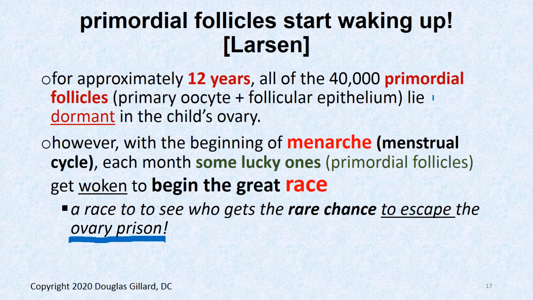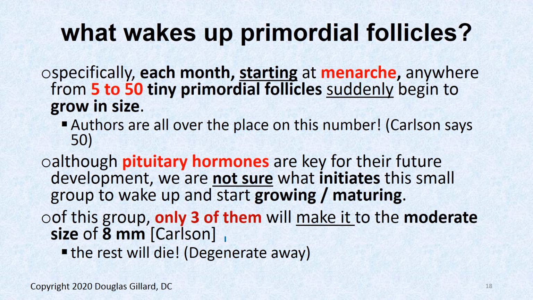These 40,000 primordial follicles are trapped in the ovary. Most of them will never get out. They'll live and die there. But a few of them get to escape, and that's the great race. So what wakes up the primordial follicles? Each month at the start of menarche, because girls have a cycle every month, right? Anywhere from 5 primordial follicles to 50 suddenly wake up, and they start growing.